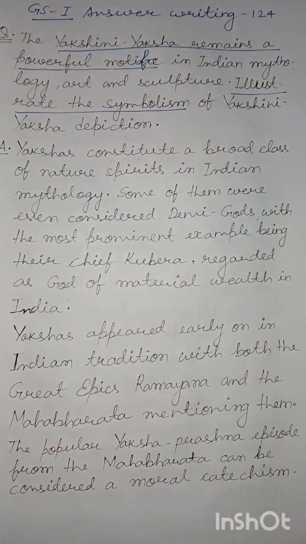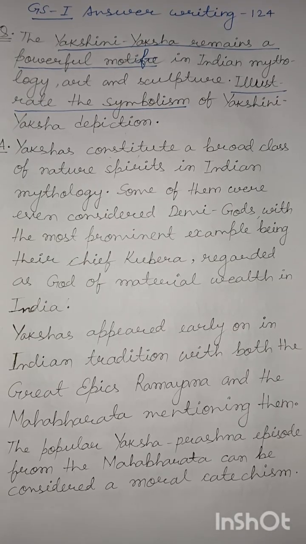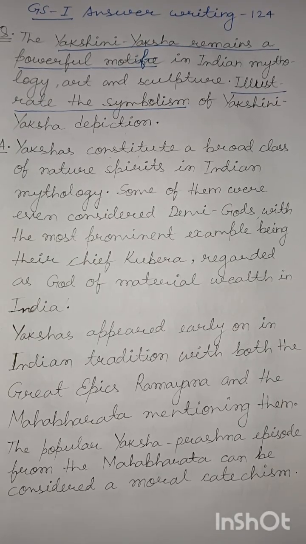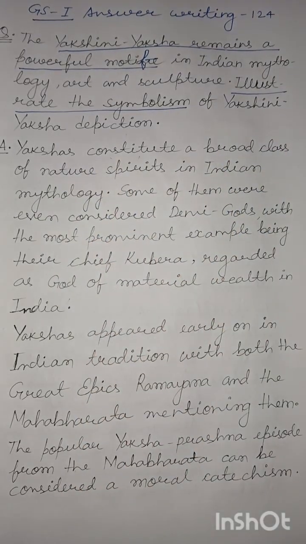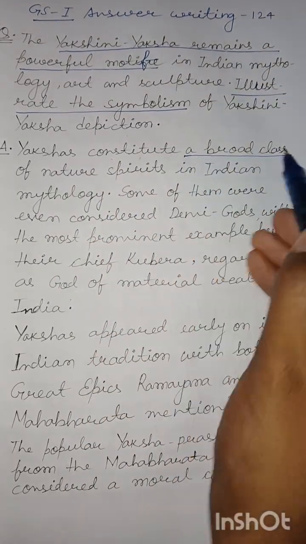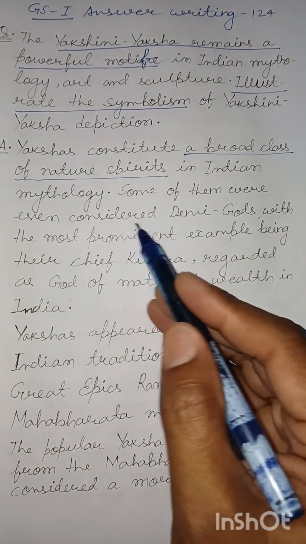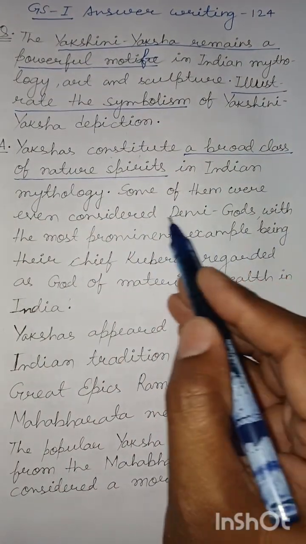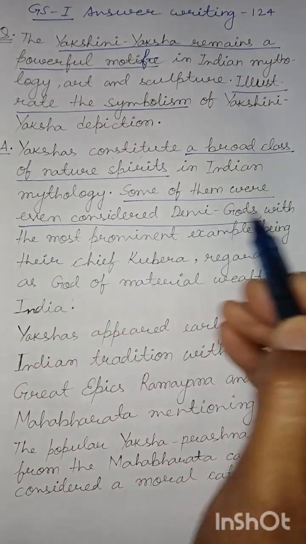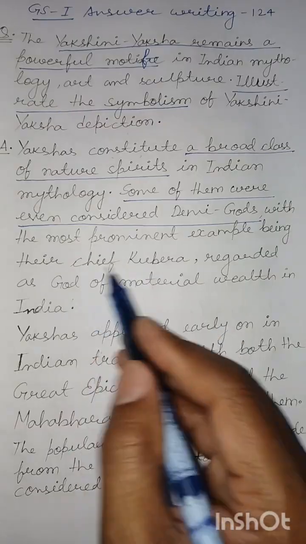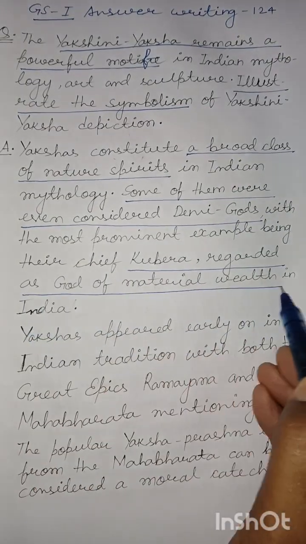Now, talking about the depiction of yakshas, what actually are yakshas and yakshinis for that matter? Yakshas constitute a broad class of nature spirits in Indian mythology. Some of them were even considered demigods, with the most prominent example being their chief Kuber, who is regarded the god of material wealth in India.